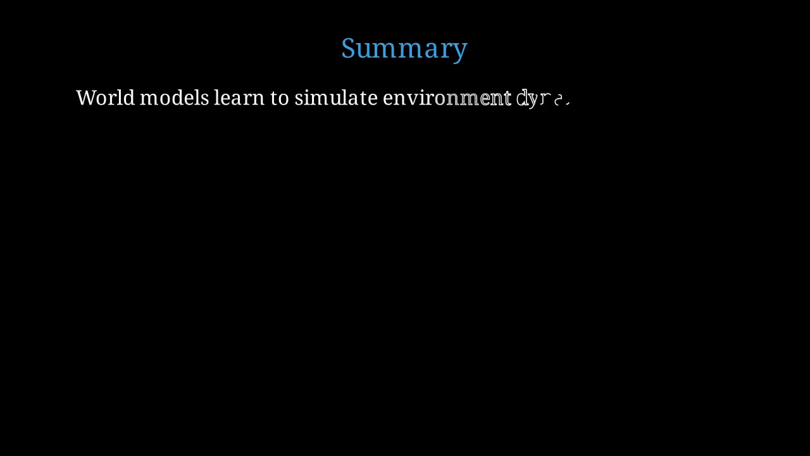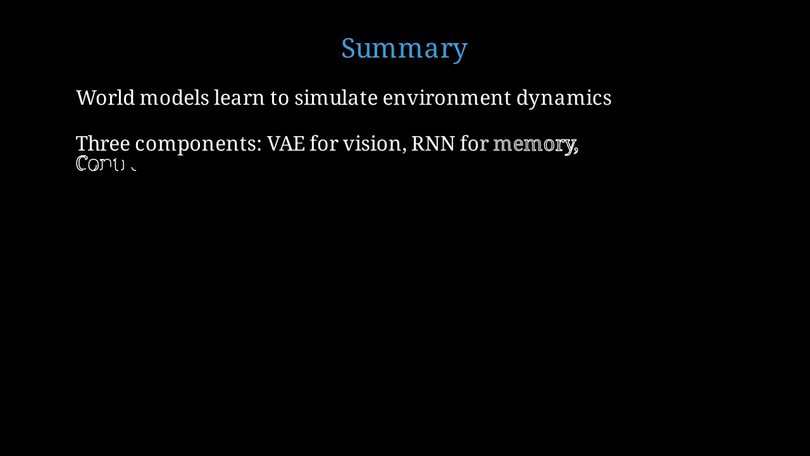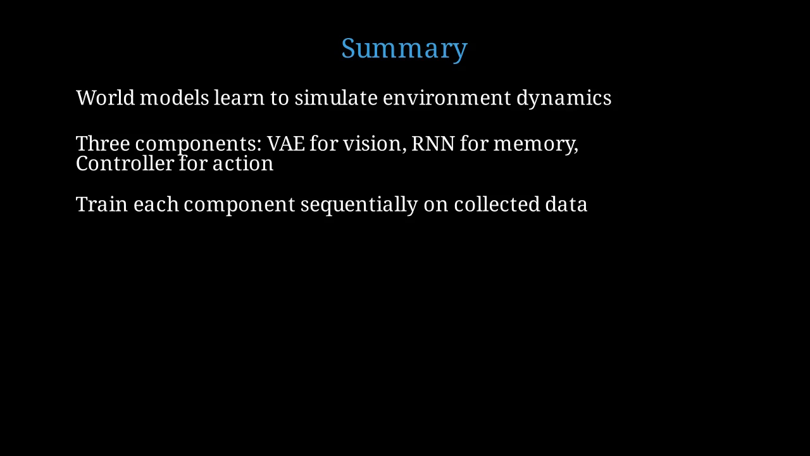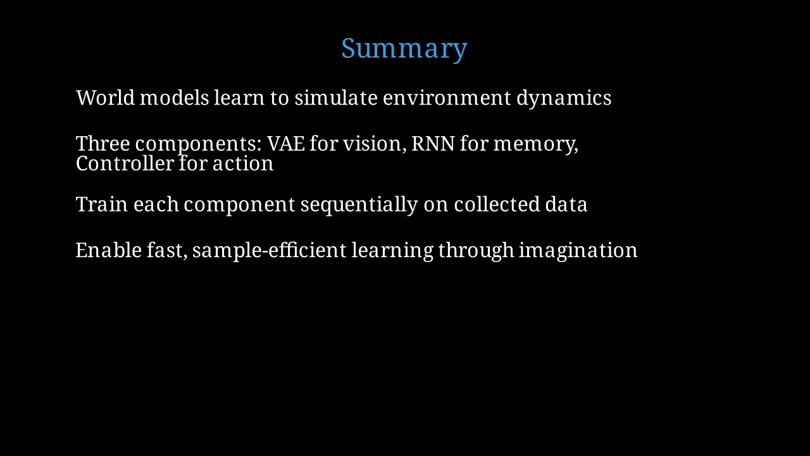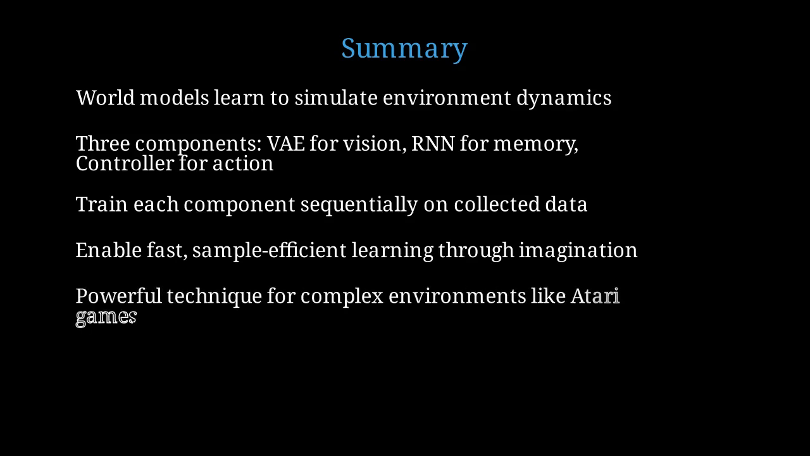Let's summarize what we learned about world models for Pong. World models are learned simulators that predict how environments evolve given actions. They consist of three components: a VAE for vision, an RNN for temporal dynamics, and a controller for action selection. Train each component sequentially, first the VAE, then the RNN, finally the controller and simulation. This approach enables fast, sample-efficient learning by training agents in their imagination rather than reality. World models are a powerful technique for mastering complex environments, like Atari games with limited real-world experience.